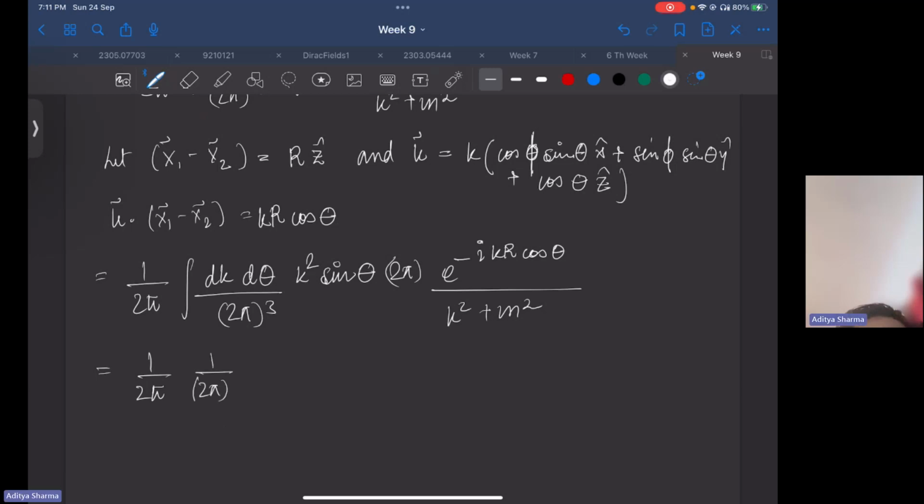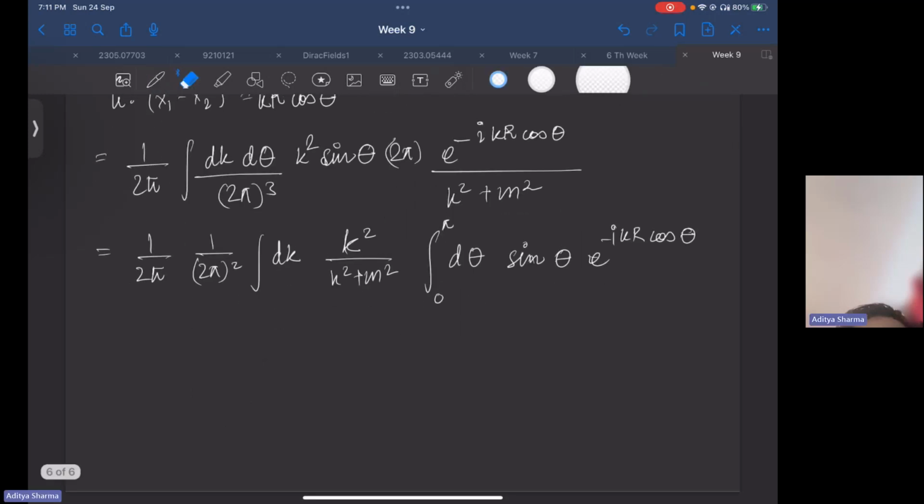By 2 pi square, integral of dk over k square plus m square, times k square. Now the d theta integral: d theta goes from 0 to pi, and we have sin theta, e to the power minus i k r cos theta.